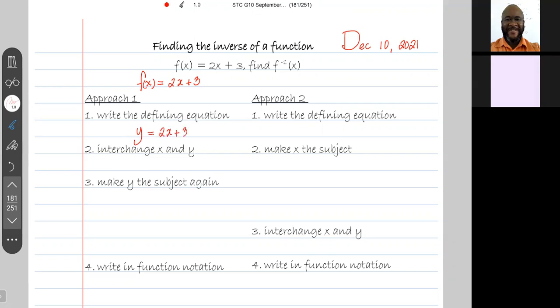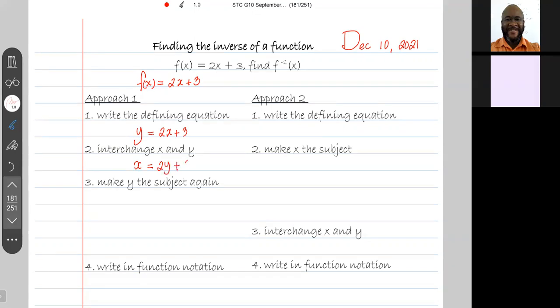Step 2 says interchange x and y. Essentially what that means is that wherever we see x, we're going to put y, and wherever we see y, we're going to put x. So step 2, we're interchanging x and y.